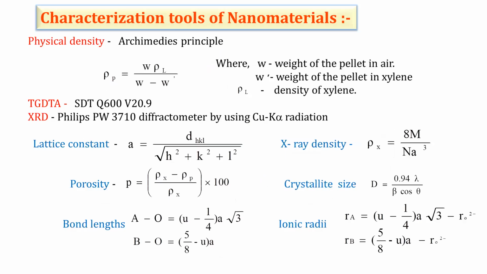Okay. And we have to use some tools, that is TG-DTA, XRD, FTIR, FESEM, and SEM tools are used to characterize the nanoferrites. And these are some parameters, that is lattice constant, X-ray density, porosity, crystallite size, bond length, ionic radii, which can be calculated by using these formulas.